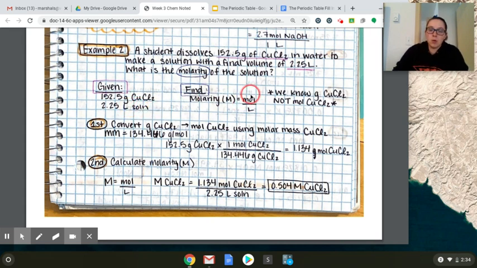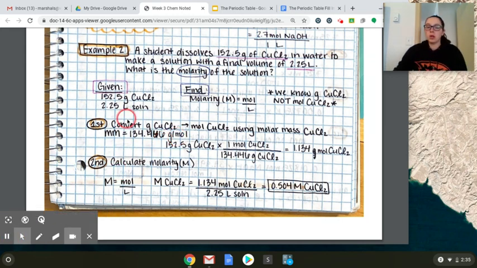Notice how molarity is in moles over liters. Here we put a note. We know the grams of copper 2 chloride, not the moles of copper 2 chloride. So before I can do anything regarding the molarity of my solution, I need to first have moles over liters. So that's what my first step is going to be. I need to convert grams of copper 2 chloride into moles of copper 2 chloride using the molar mass of copper 2 chloride. The molar mass of copper 2 chloride is 134.446 grams per mole.